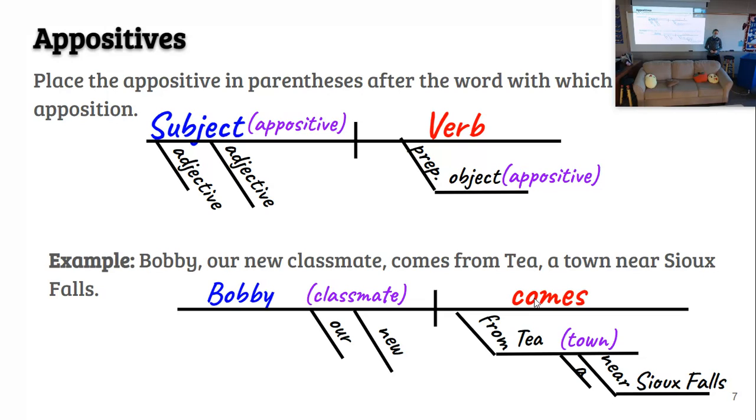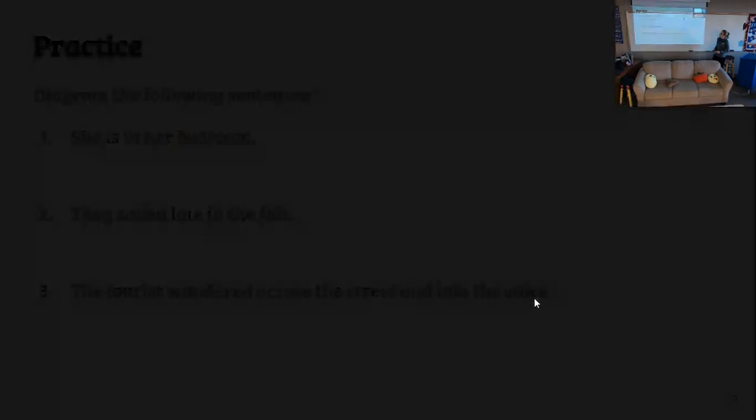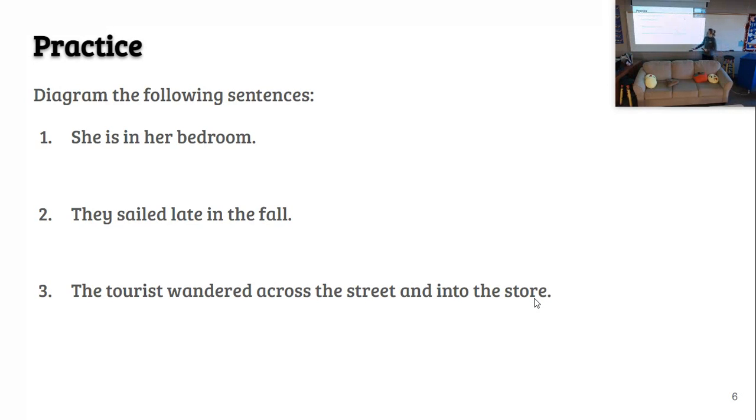We have 6 more minutes. I think we have time to do one practice from the prepositional practice and one practice from the appositive practice. So I'm going to go back to the prepositional practice first. Let's just dive right in and do number 3. I want you guys to try number 3. Before you diagram it, label it. Label the components of the sentence and then plug it into a diagram.